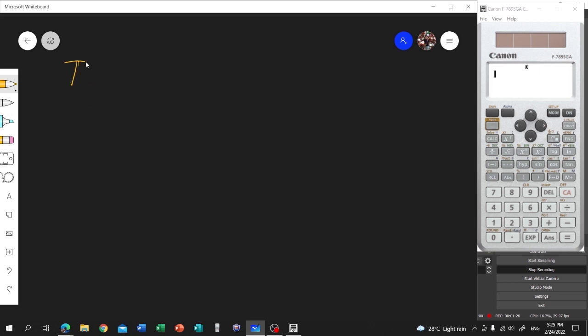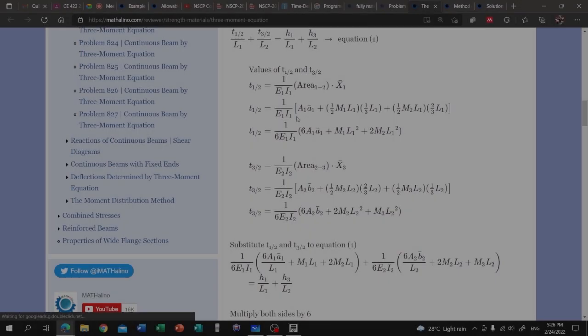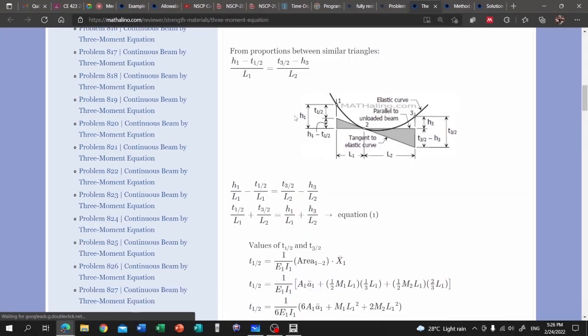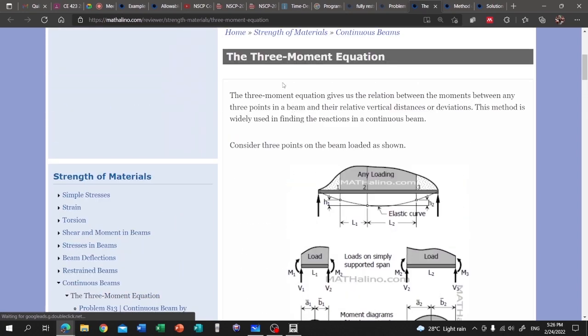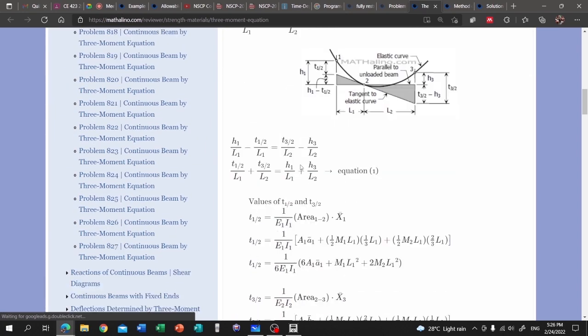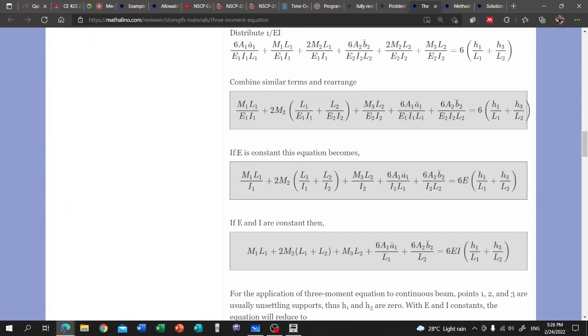Okay, unahon ta an three moment equation. If you want to know kung diin nakuha iton nga equation, iton nga three moment equation, mada dinhi. Okay? Actually, the equation is this one. Since E is constant, kita niyo, this is the original equation nga aton na come up. Now, if E is constant, which is usually the case, di dahit aton beam, diba?